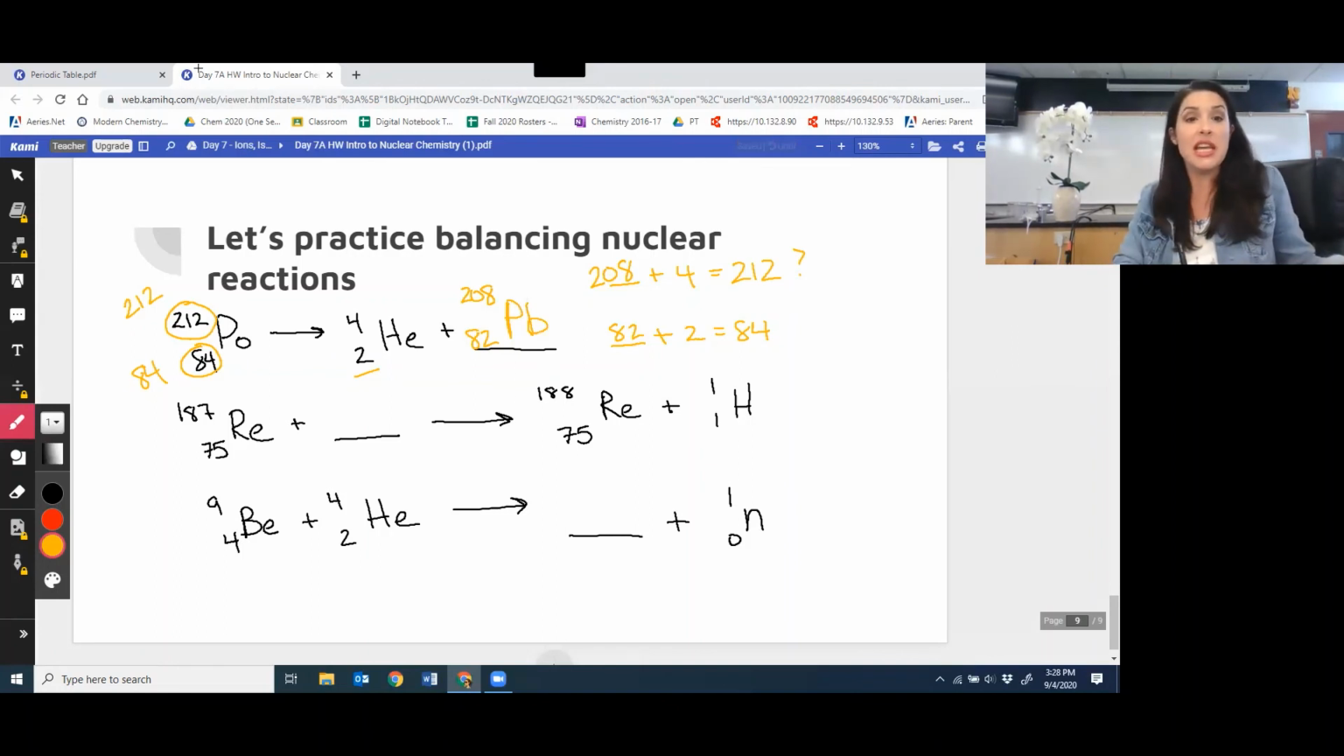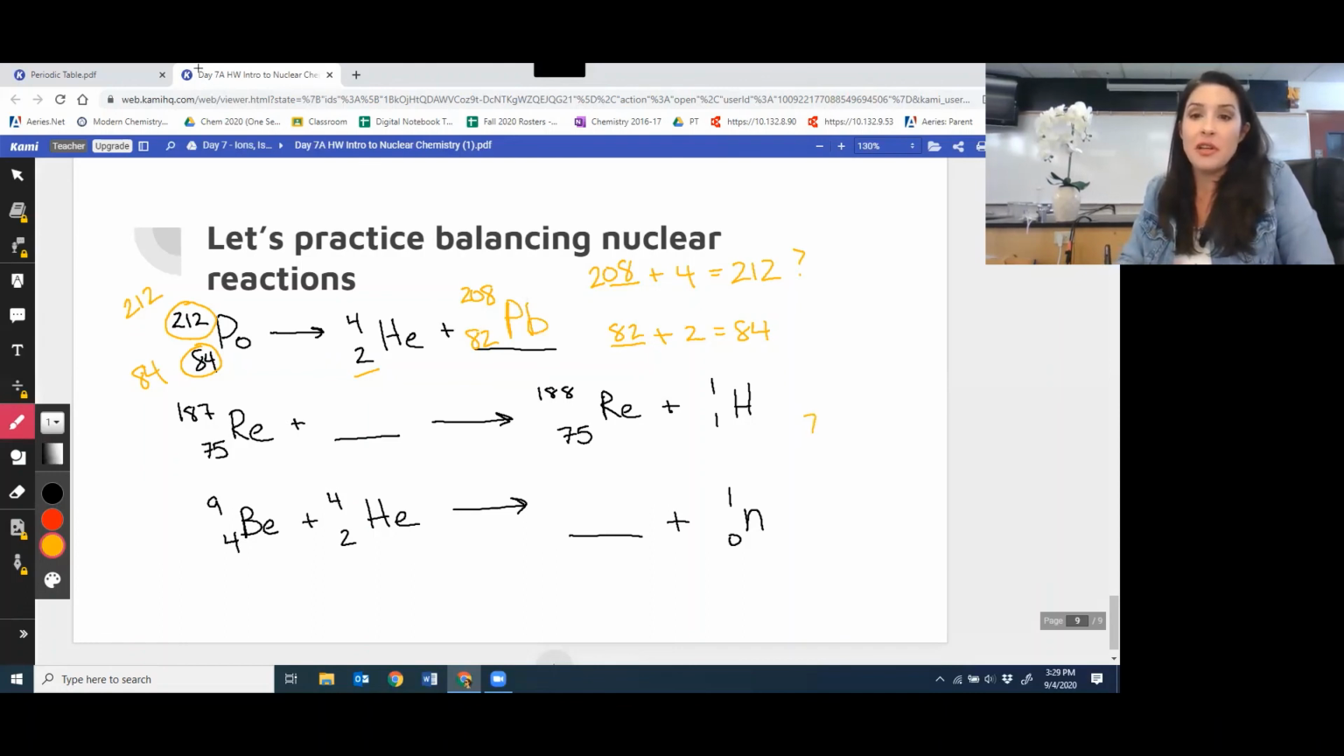Let's take a look at the next one. Here, I've got rhenium 187 plus is going to react with something. They'll react to form rhenium 188 and one particle of hydrogen. So let's take a count.